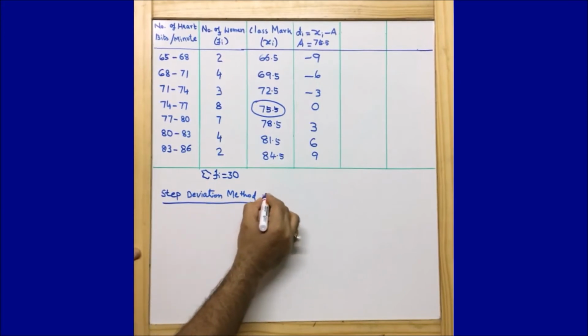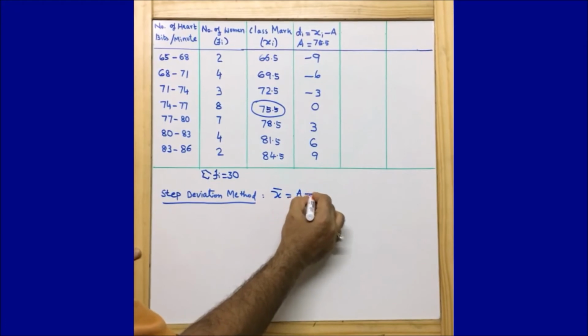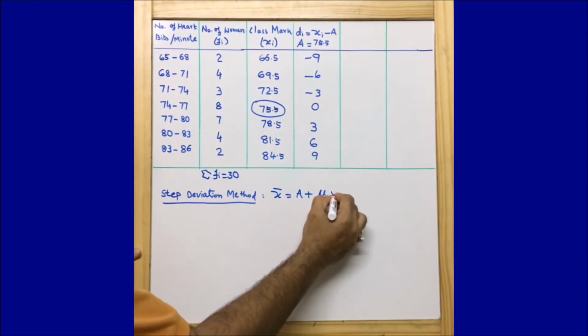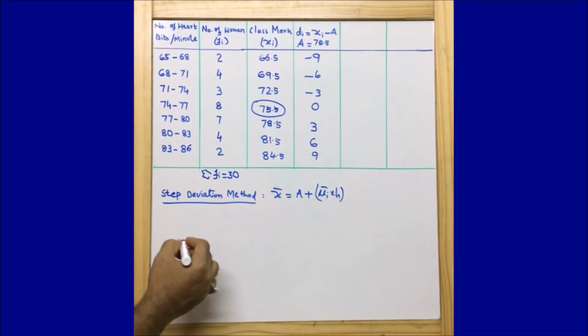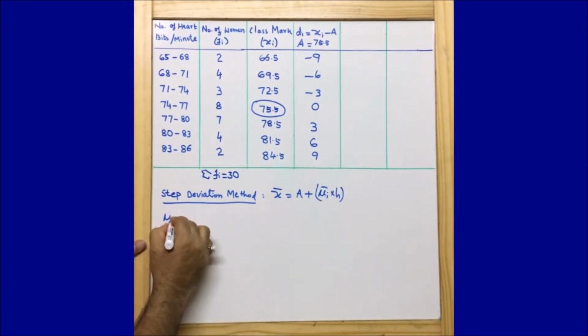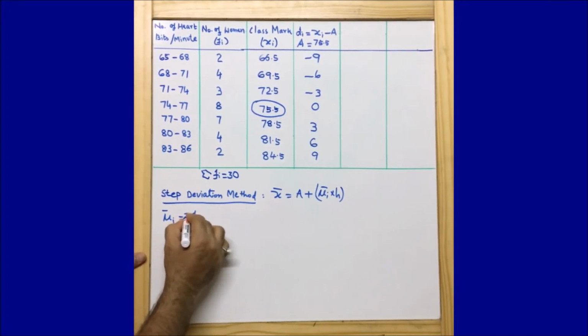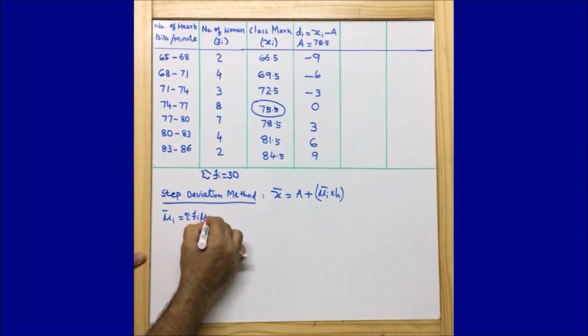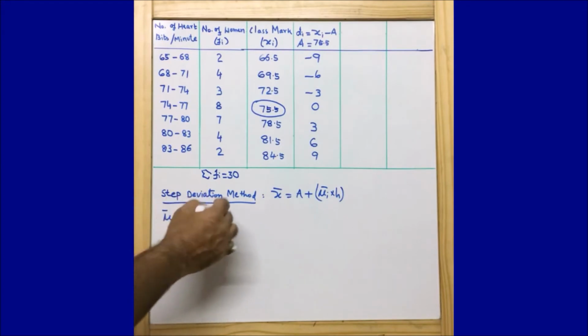So the formula for the step deviation method is: mean is equal to A plus mean of ui into h. So what is mean of ui? Mean of ui is equal to summation of fi ui upon summation of fi. So that means we need to find out ui and then summation of fi ui and summation of fi.